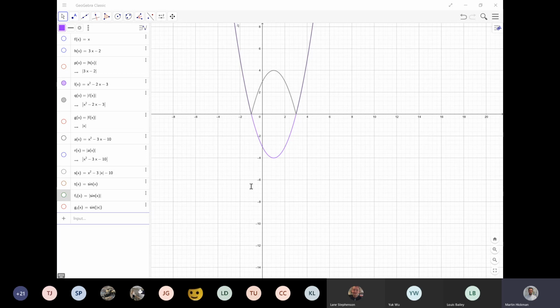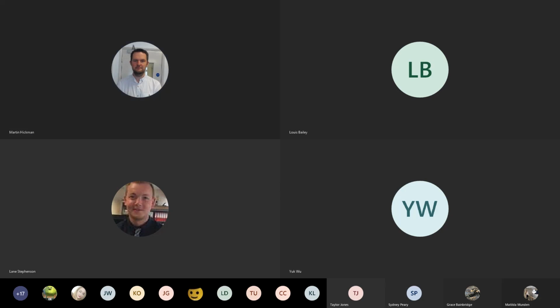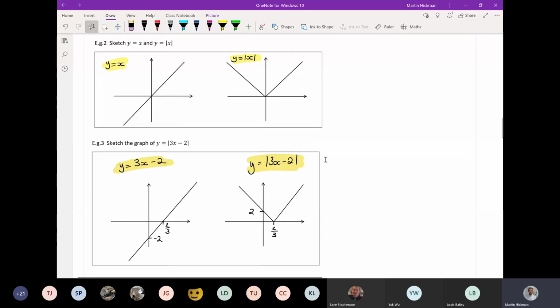What I'm just going to quickly do is show you now what the sketches would look like. So I'm just going to take you off of GeoGebra here. We should be back on the OneNote now. So you can see here the graph. If you just want to do the sketches for your workbooks, we don't have to be anywhere near as accurate as we do on GeoGebra, but I would recommend using GeoGebra to check what graphs look like. So these are our first two examples that we did.